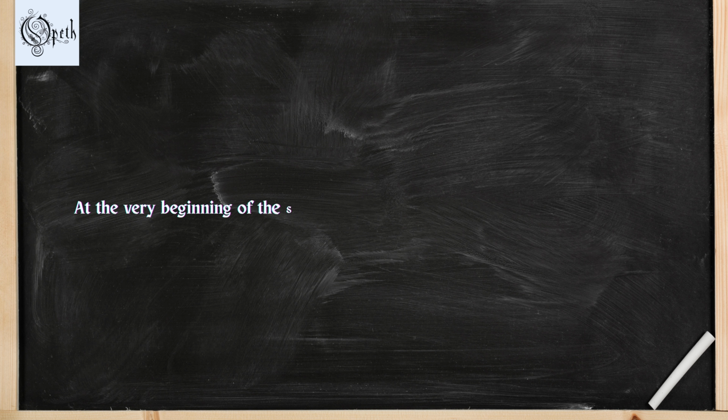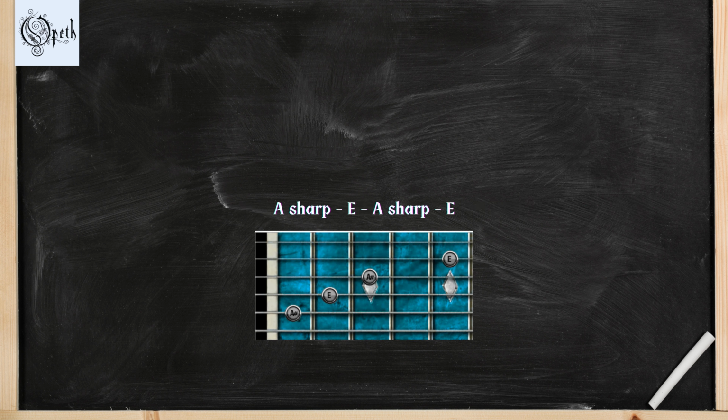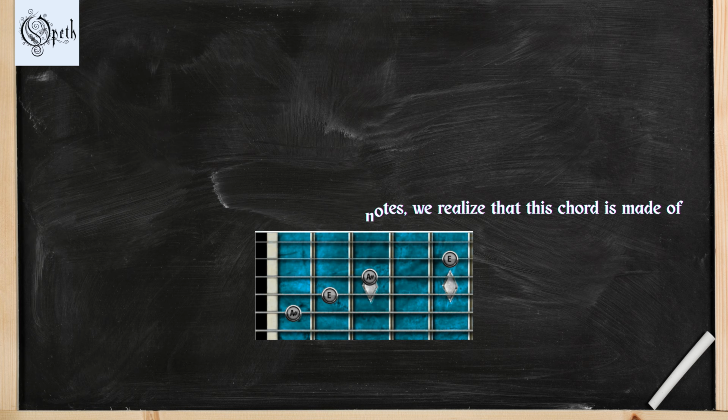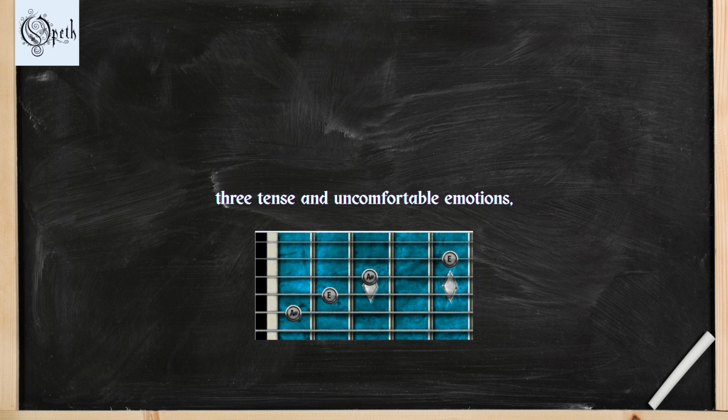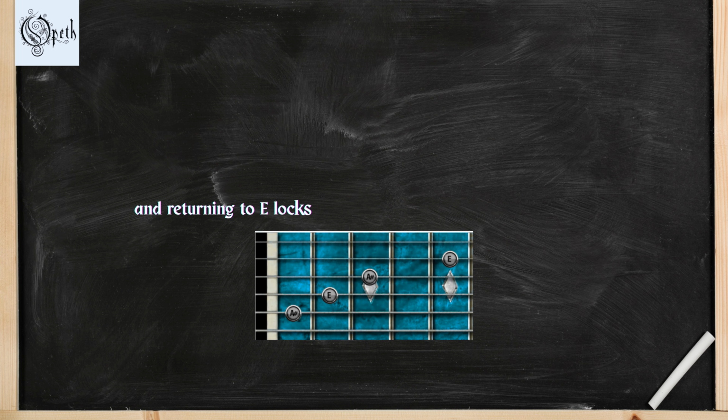At the very beginning of the song, we encounter a chord built from these notes. A sharp, E, A sharp. When we focus on the feeling between two notes, we realize that this chord is made of three tense and uncomfortable emotions, instantly pulling the listener into a hellish atmosphere. Starting with A sharp and E, the tension is introduced. Repeating A sharp intensifies that tension, and returning to E locks the listener inside this unstable space.